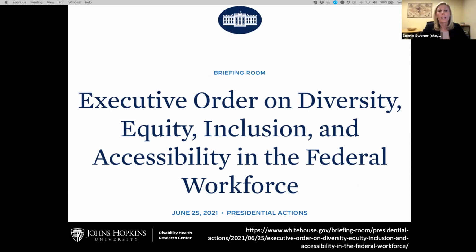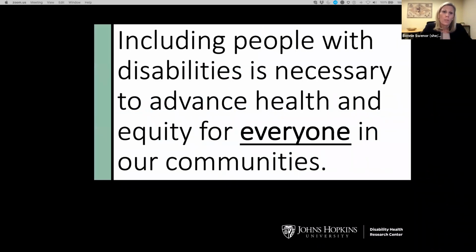Banking accessibility as part of DEI efforts, making a clear stance that the disability community needs to be included in all of those spaces. So I'm just going to conclude by saying that including people with disabilities really is necessary to advance health and equity for everyone in our communities. And when I make that statement, I really mean it's including people with disabilities as partners, as colleagues, including their data, and creating environments and strategies to include them in all the things that we're doing.